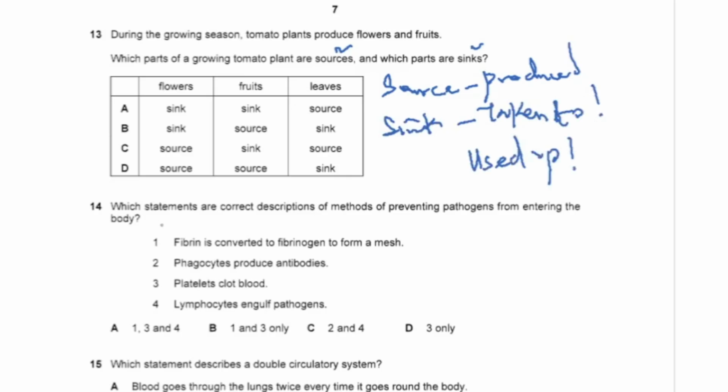Okay, having that in mind, let's see. Option A says that the flower in this case would be a sink, because when your glucose is produced from photosynthesis, where is glucose produced?